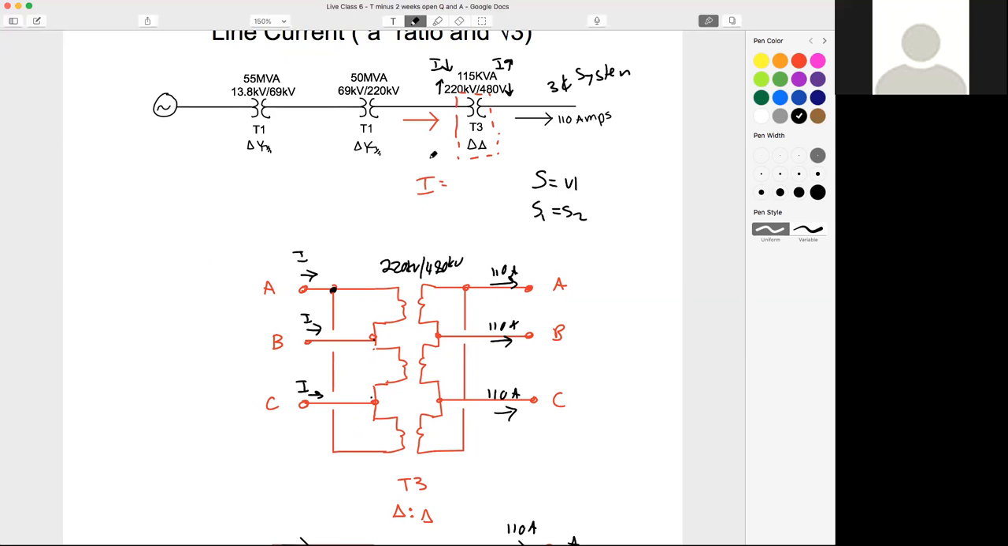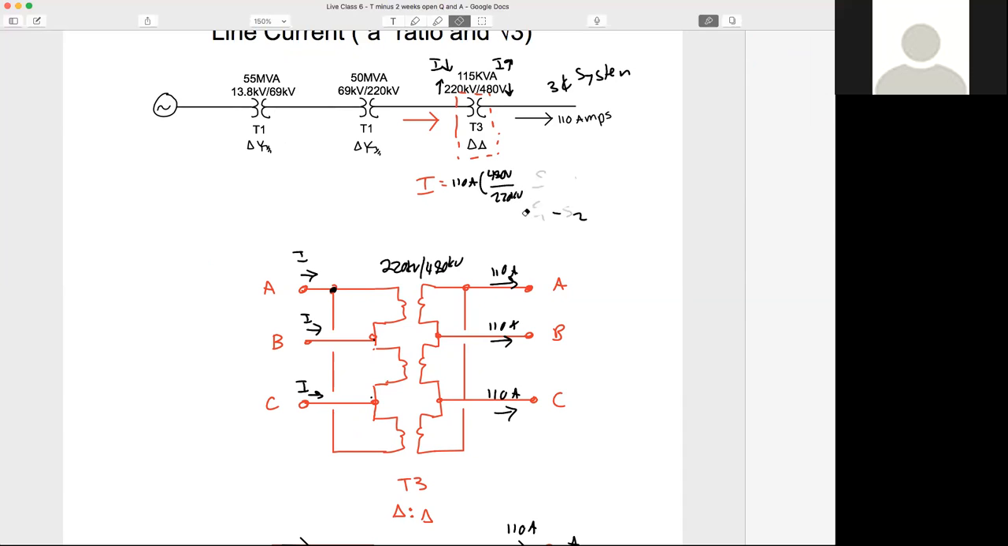So if we want to find this I right here, here's our 110 amps. And now, in order to make I smaller, what would the ratio of this voltage have to be? 480 would have to be on top, wouldn't it? And 220 would have to be on the bottom. Does everyone agree? Does everyone see that?